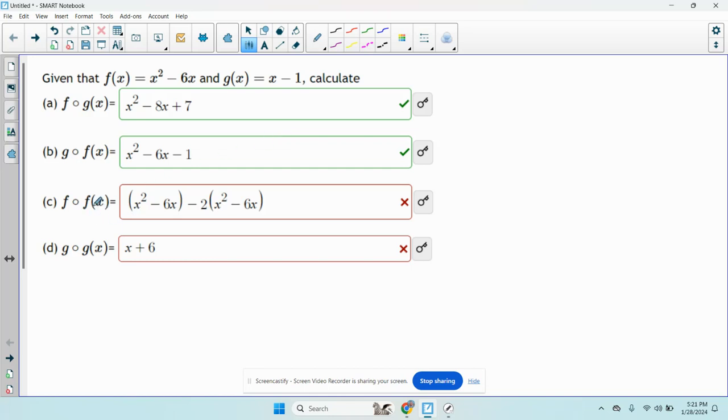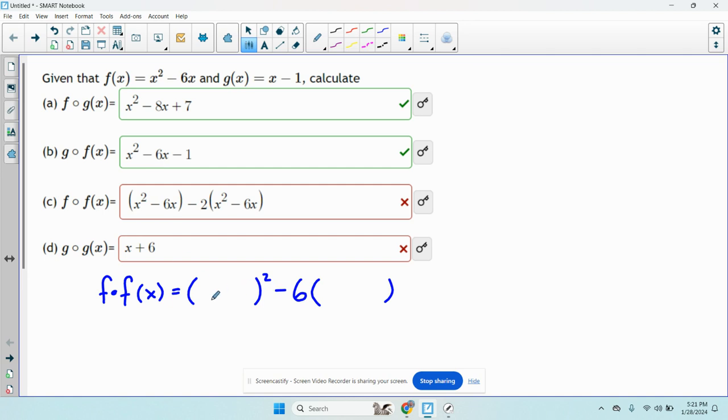Okay, so it looks like the issue is the composition of a function with itself. So I'm taking f composed with itself. Really what you can do is write out f and replace each x in the function with an open set of brackets. So if I write this out, f composed with f of x, I'm going to write out x squared minus 6x.